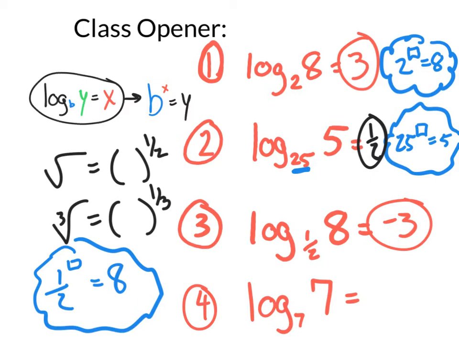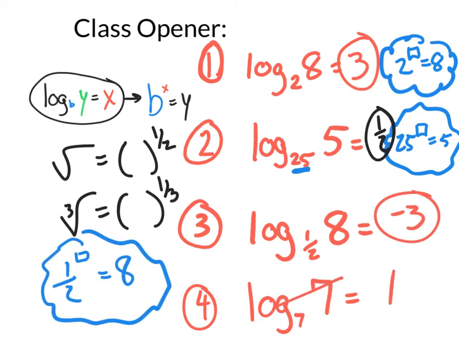And number 4, that one's ridiculously easy. What's the answer there? 1. We need to remember this. Log base anything of that same something will eliminate, and the answer is just 1. It causes it to disappear. It undoes itself, right?